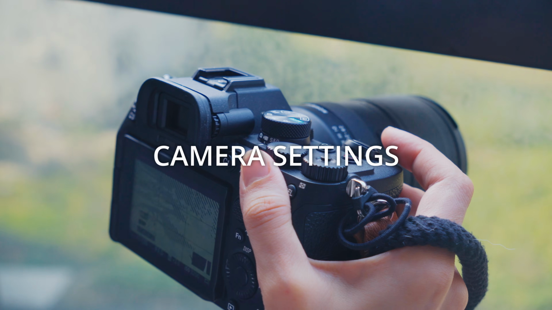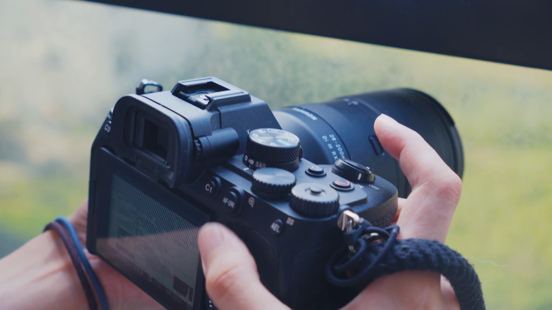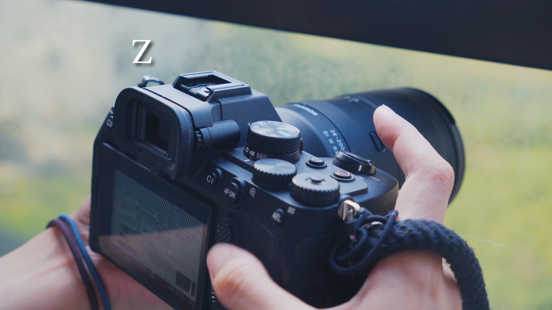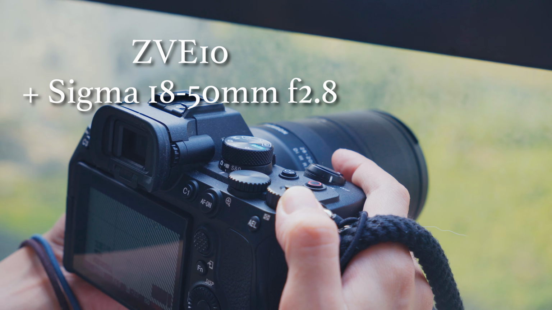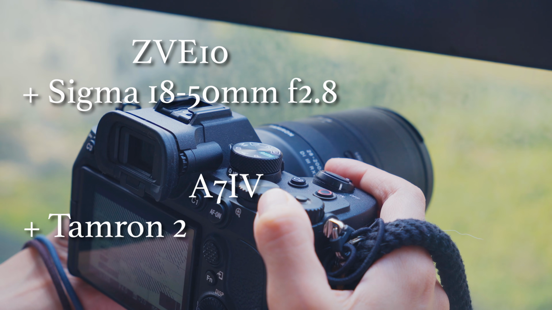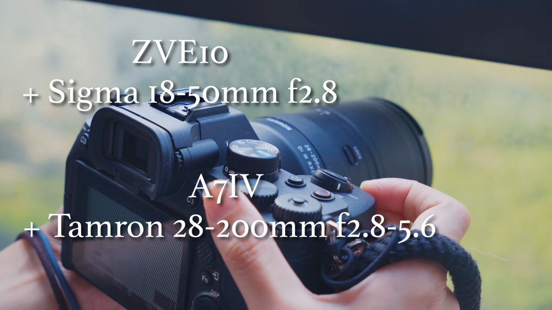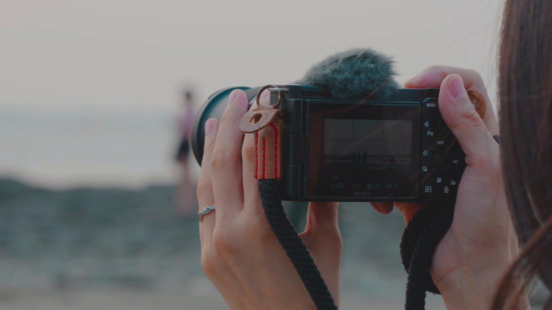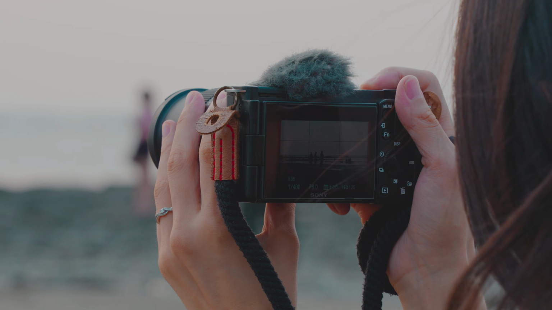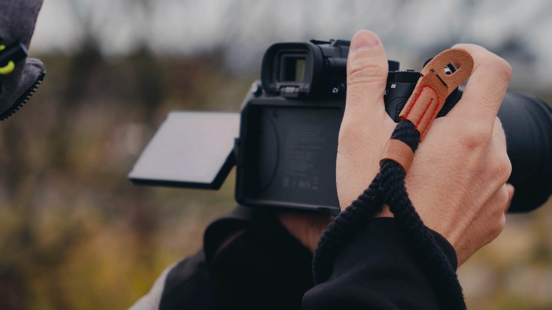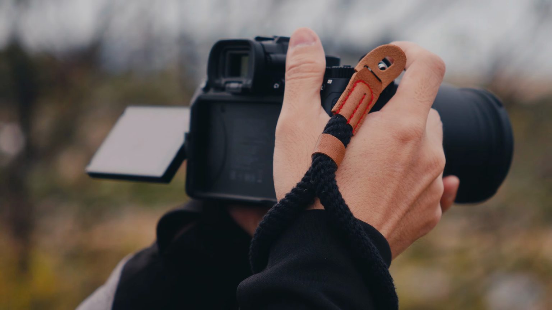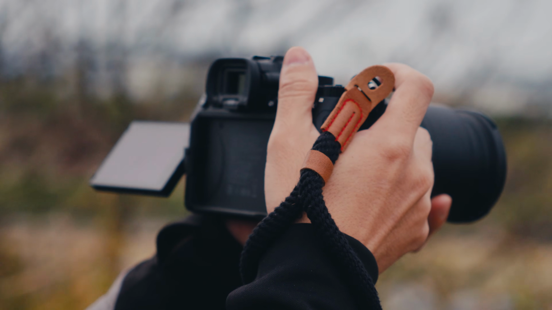I will be showing you some side-by-side photos taken with the ZVE10 with Sigma 18-50 lens and the A7 IV with the Tamron 28-200 lens. All of the photos were taken with the same field of view, the same ISO, shutter speed, and aperture, and no picture profile was used on either camera.